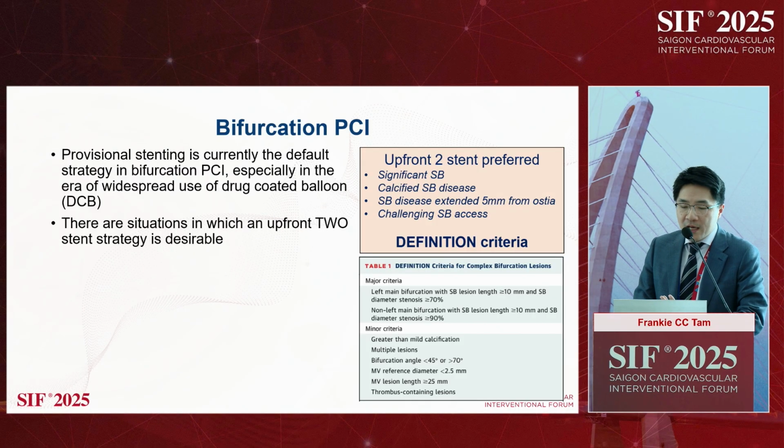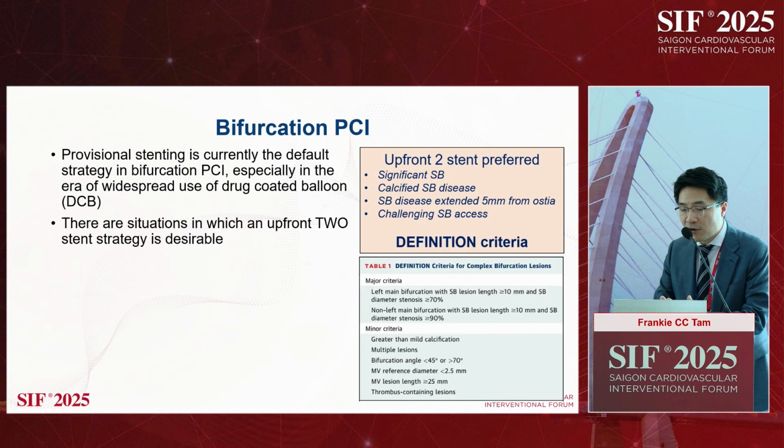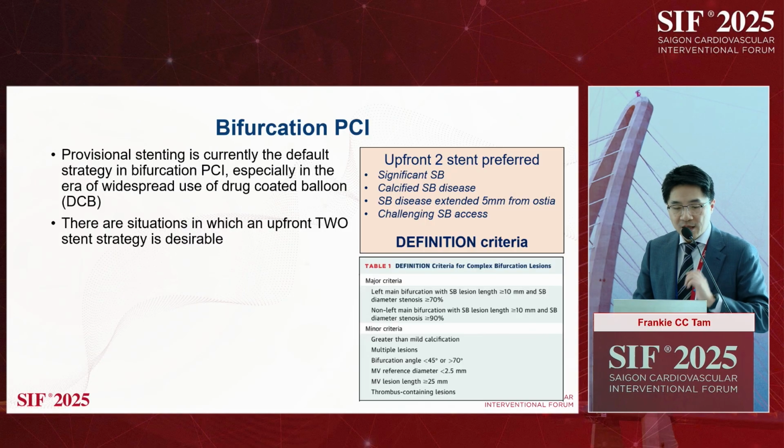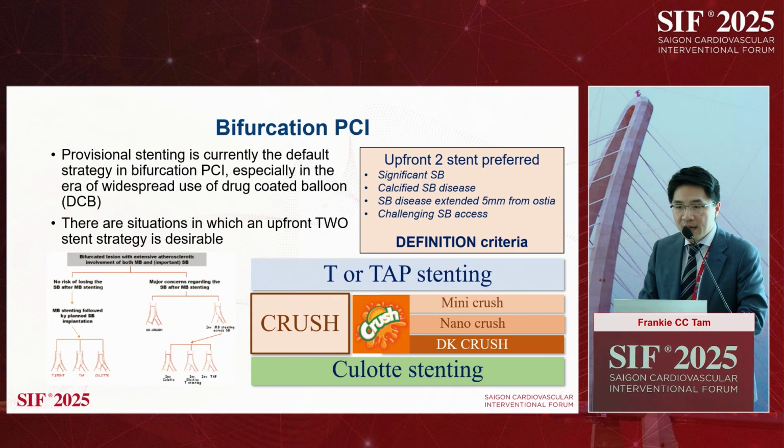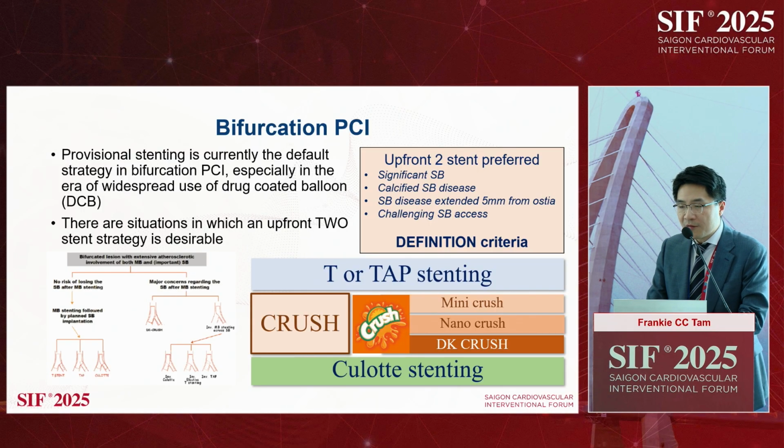For example, if there is significant side branch disease, calcified side branch disease, extensive side branch disease, or challenging side branch access, you may need an upfront two-stent strategy. Some people may also follow the DEFINITION II criteria, so these patients may need an upfront two-stent strategy. There are many different terminologies and techniques, for example, T and protrusion, T-stent, or culotte stent, and of course, one of the favorite methods is the crush stenting strategy of bifurcation PCI.